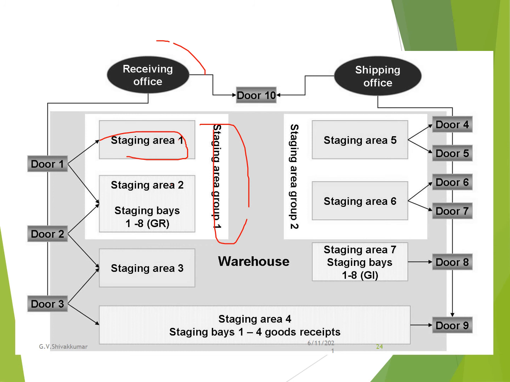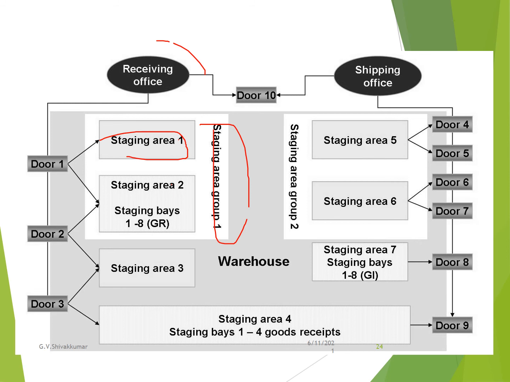So this is a shipping office where picking happens. So here the picking staging areas are grouped together, say for example staging area 7. So staging areas 1 to 8 for GI, and then staging areas 1 to 4 for goods receipt. Okay, so based on the business requirement, they are grouping the staging areas into staging area groups.